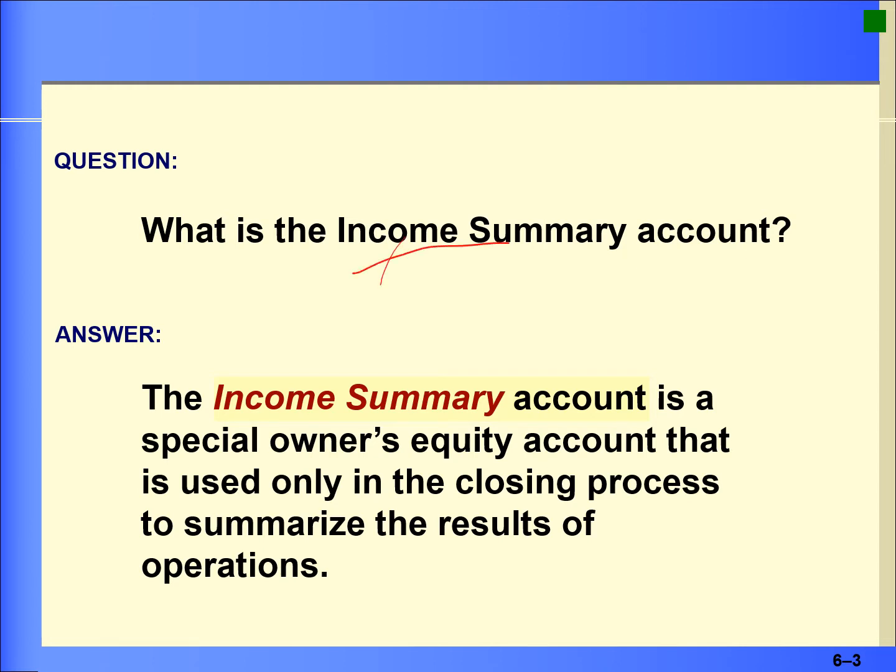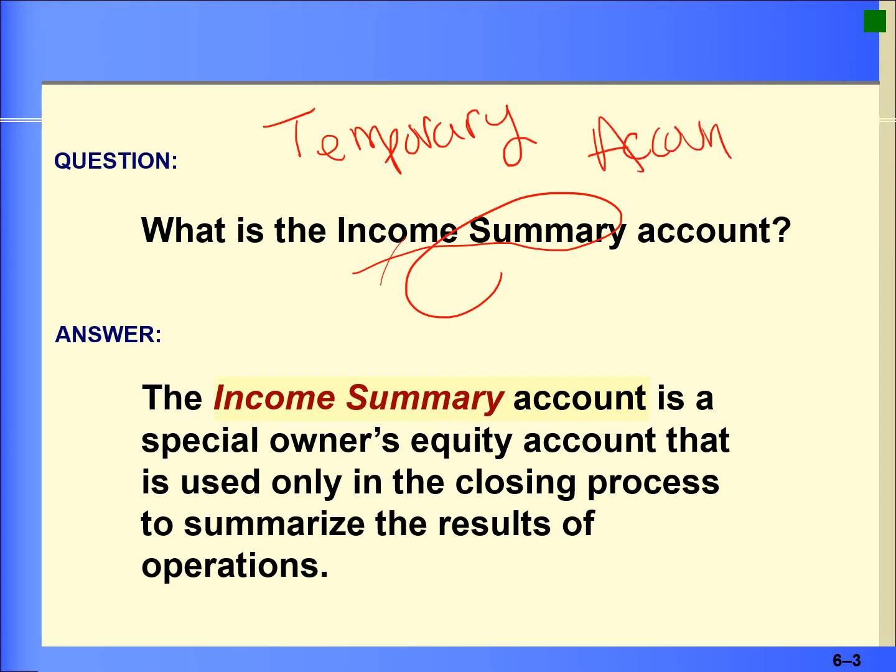Okay, so when we get into doing the actual closing entries, the textbook introduces a new account called the income summary account. And I want you to note that this is going to be called a temporary account. Write that right up here, a temporary account. And its sole purpose is to assist with the closing of your revenues and your expenses.